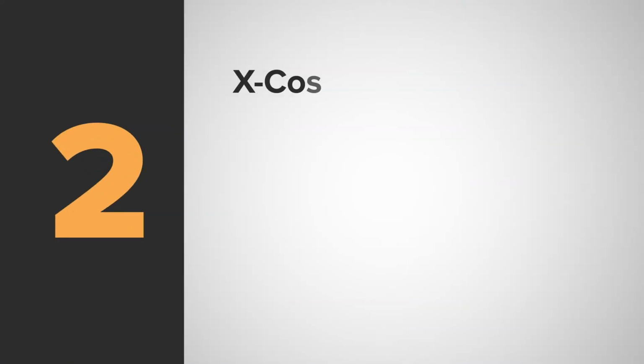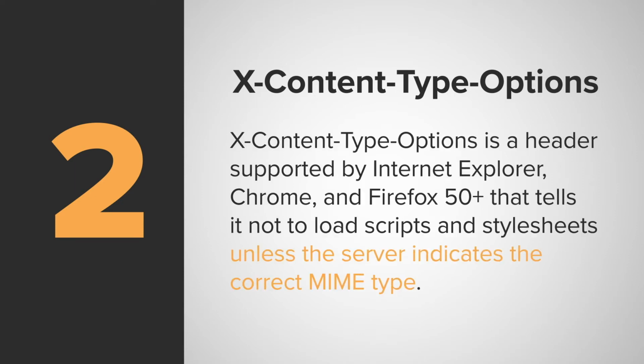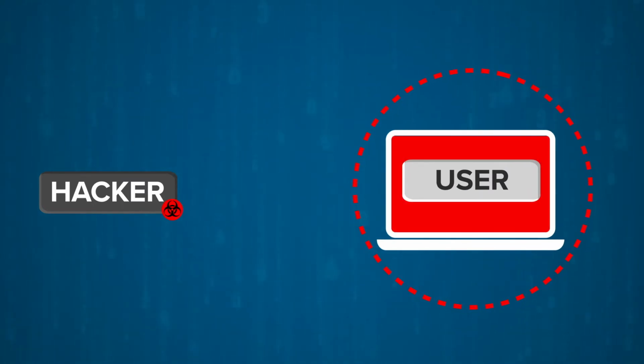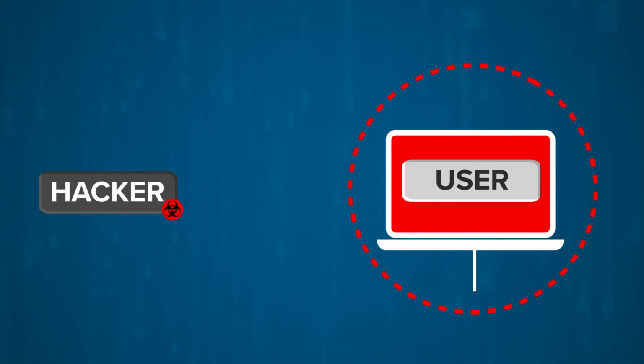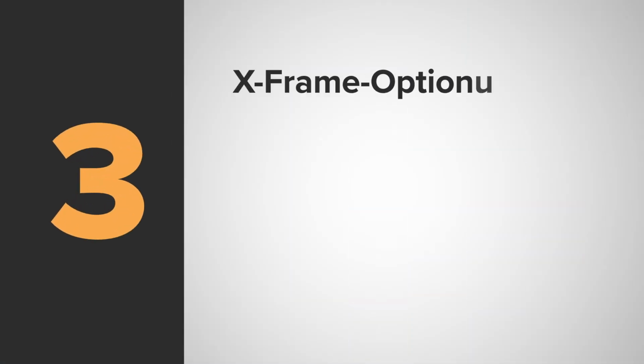2. X-Content-Type-Options. X-Content-Type-Options is a header supported by Internet Explorer, Chrome, and Firefox 50 plus that tells it not to load scripts and style sheets unless the server indicates the correct MIME type. Without this header, these browsers can incorrectly detect files like scripts and style sheets, leading to XSS attacks. As such, all sites must set the X-Content-Type-Options header and the appropriate MIME types for files that they serve.